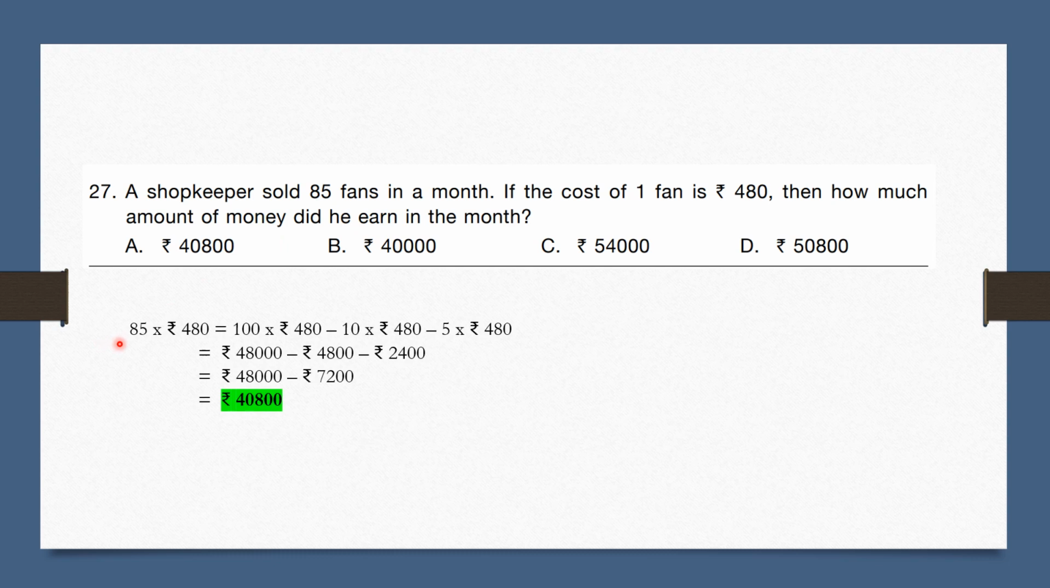So 85 times 480. To make the calculation easy, we can do 100 times 480 minus 10 times 480 and 5 times 480, because it is 85. So we are multiplying by 100 and subtracting 15, 10 and 5. So 480 times 100 equals 48,000. 480 times 10 equals 4800, and 480 times 5 will be half of this, which is 2400. So after doing all the calculation we will get 40,800, which is option A.